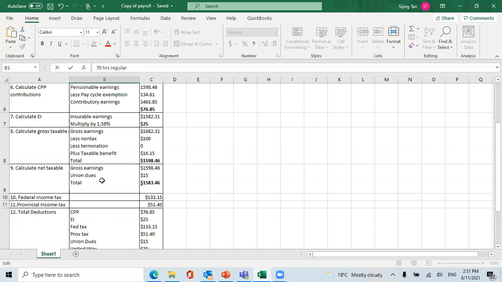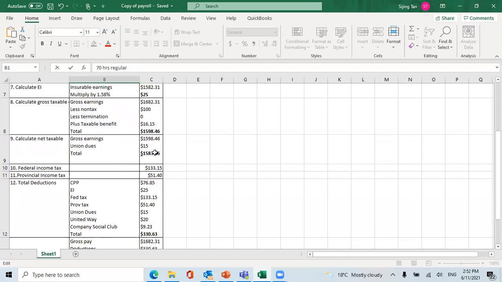TD1 is the personal income tax exemption form, for a person living in a prescribed zone. Or there's some amount authorized by the Canada Revenue Agency, for example, a family support payment. If there's nothing for this scenario, there's nothing else except the union dues. So we use the gross earnings, deduct the union dues, and we come out with the net taxable income.